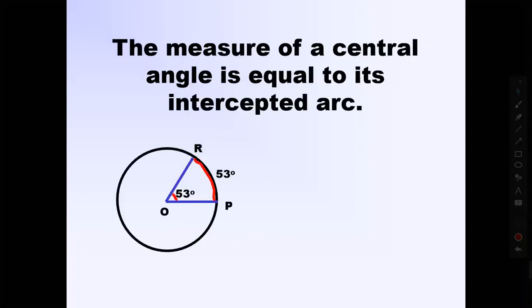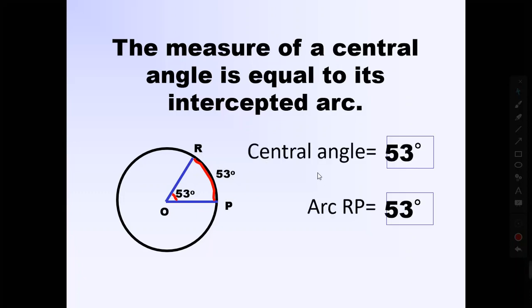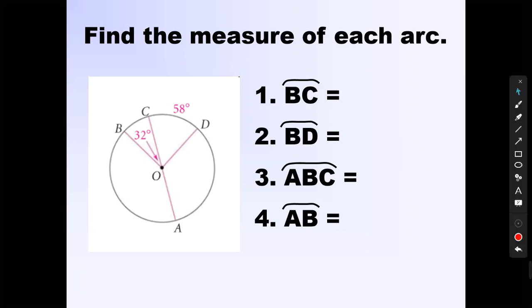So let's do a little practice. The measure of the central angle is equal to its intercepted arc. So if the central angle is 53 degrees, its arc is also 53 degrees. Or if I tell you the arc is 53 degrees, then its central angle has to be the same, 53 degrees.